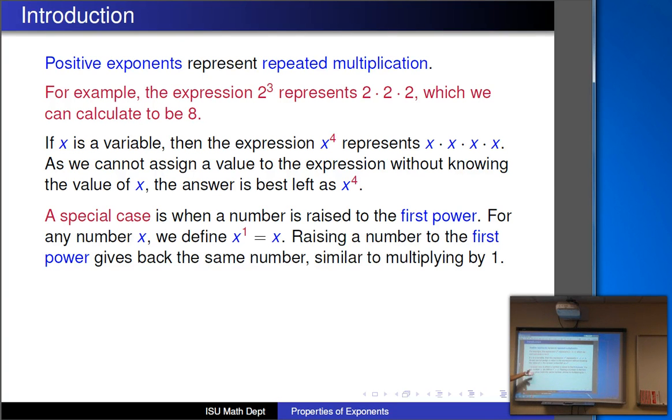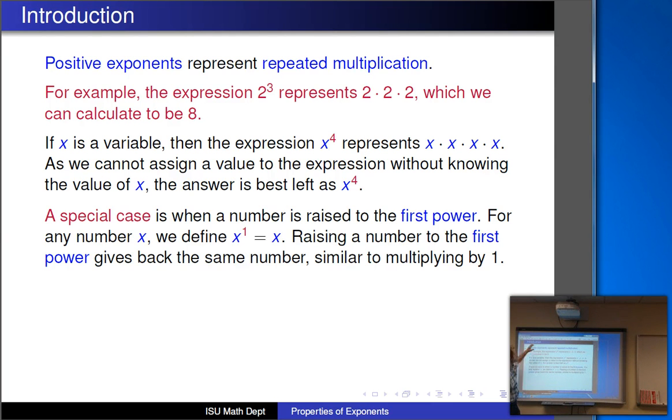Now we're looking at a special case, okay? When we have a variable or a number, anything to the power 1 is just that number existing one time. Anything to the power 1 is just that number, whether it's a value or a variable. Anything to the first power is to the first power, okay?